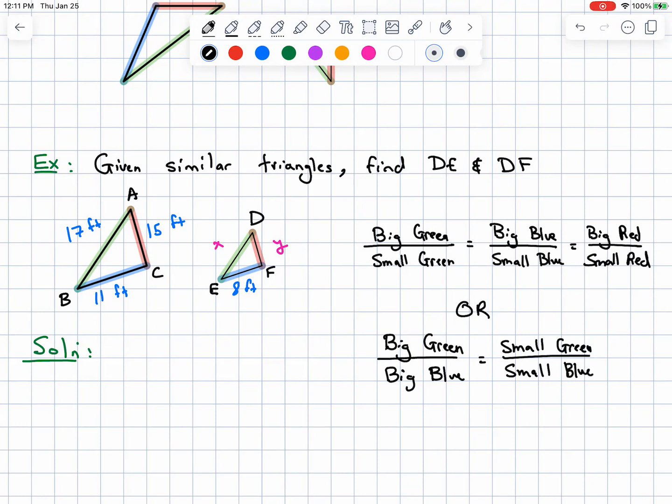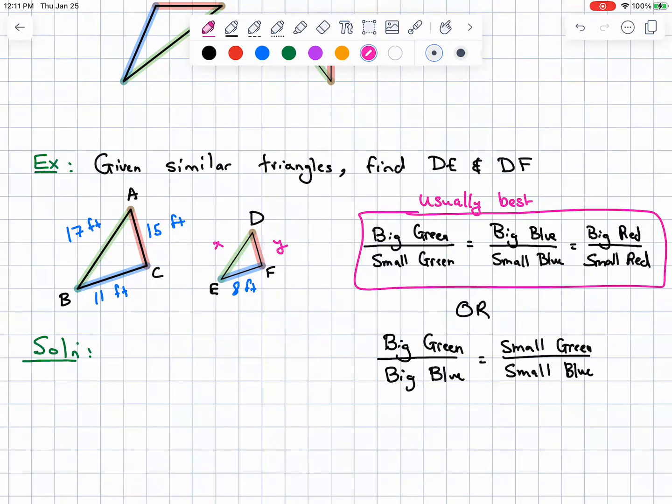And so on and so forth. You can do big green over big red is equal to small green over small red. As long as you're consistent, everything should work out. I recommend just keeping this one. This is the nicest form, but it's not wrong. This is usually best. These are usually the best ones to do, but it's not required. If you want to go rogue, you can do that.